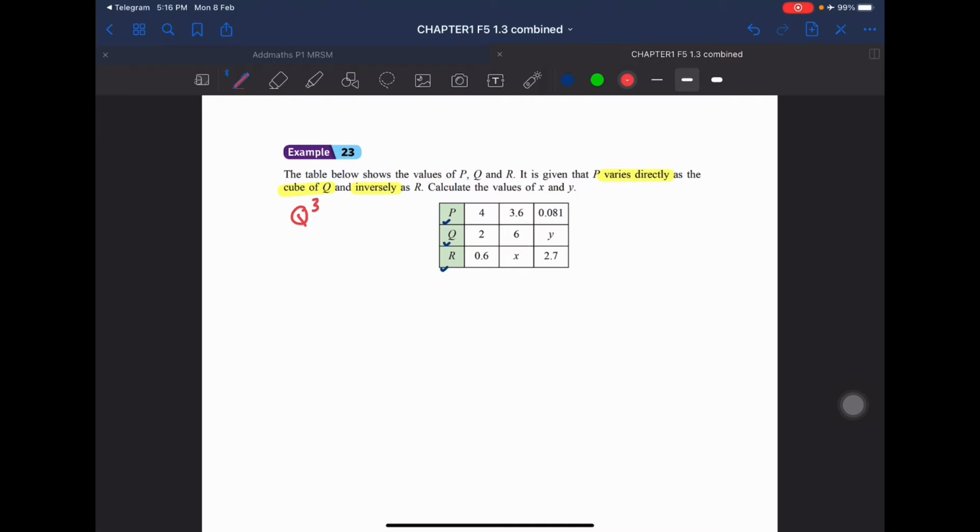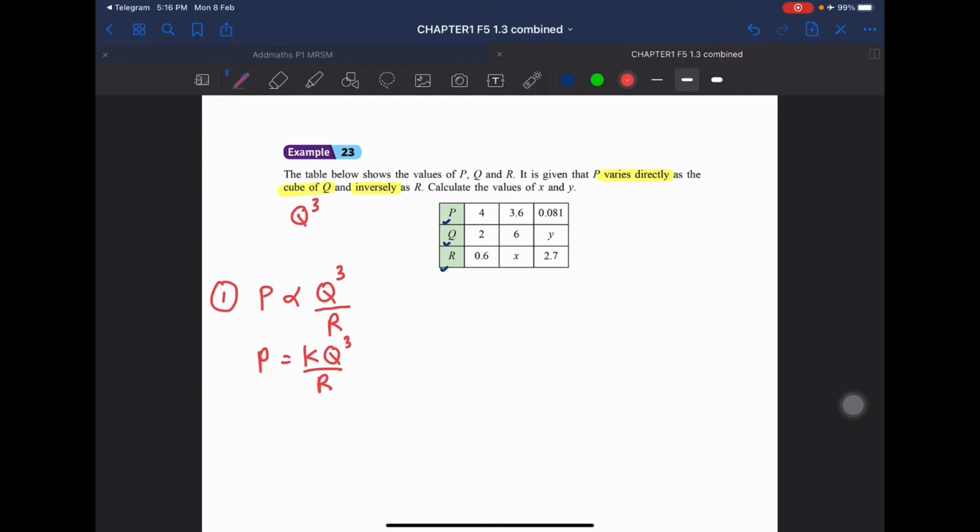The same as the previous one, the first step is you need to write the relation in the variation relation form. So P varies directly as the cube of Q, so Q power of 3, and inversely as R. Next you need to convert it into equation form. So P equals, don't forget k, Q cube over R.